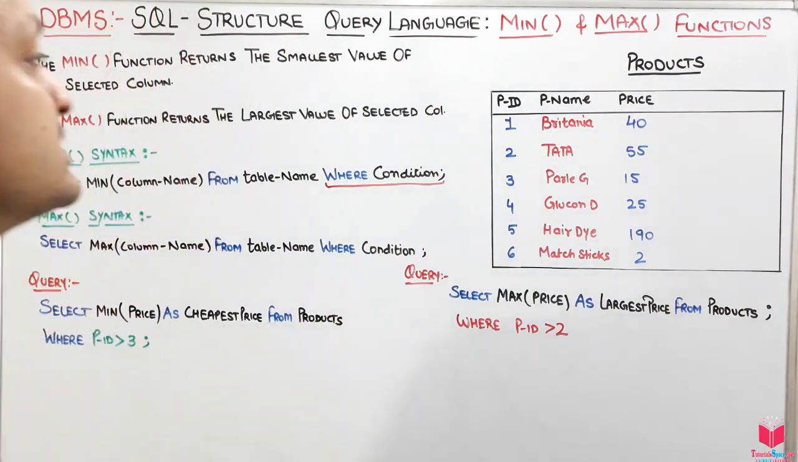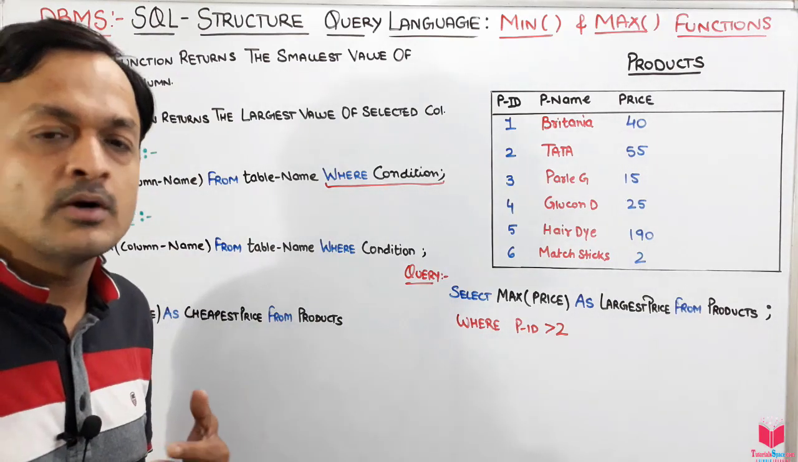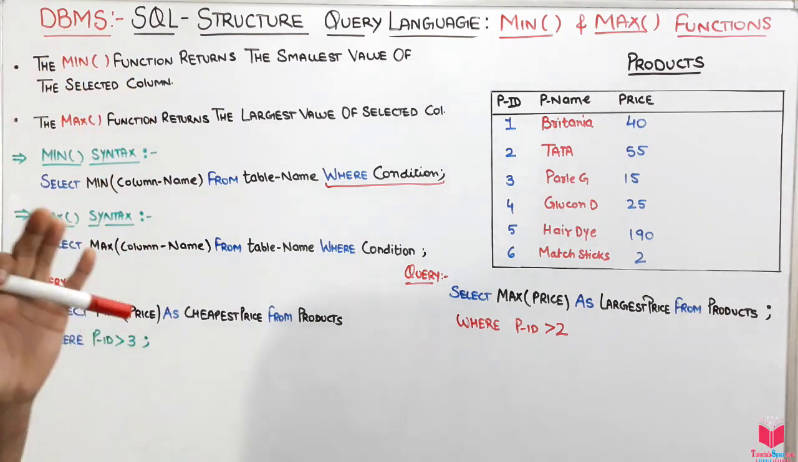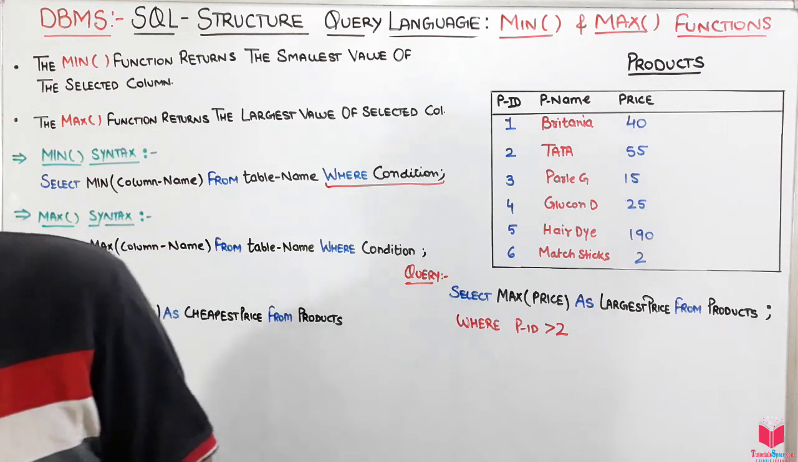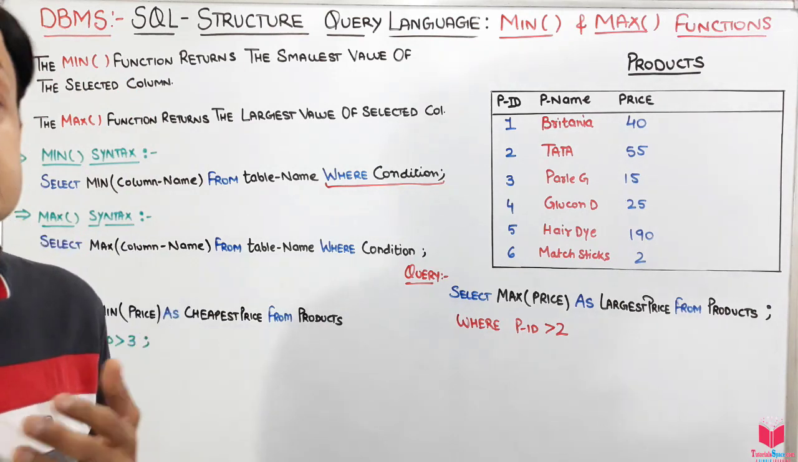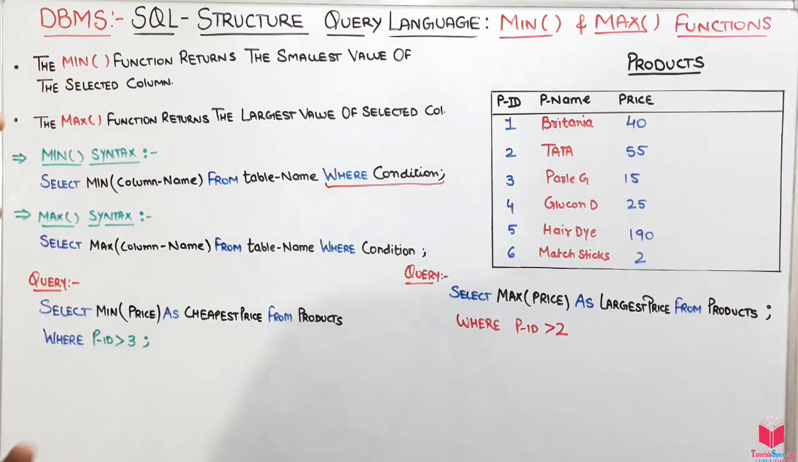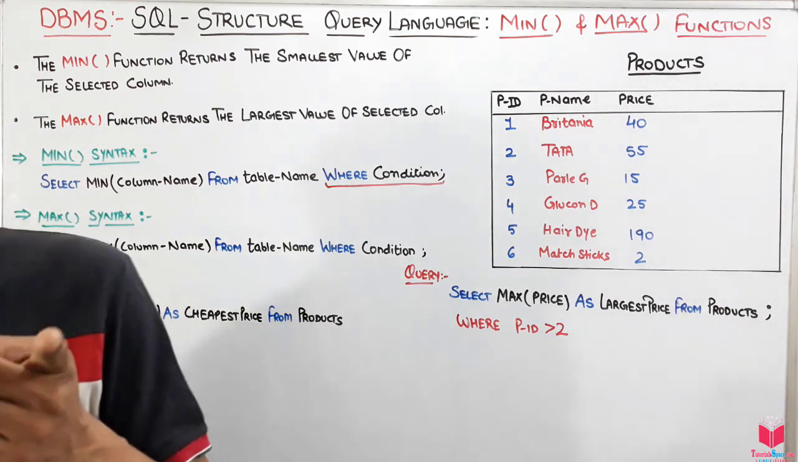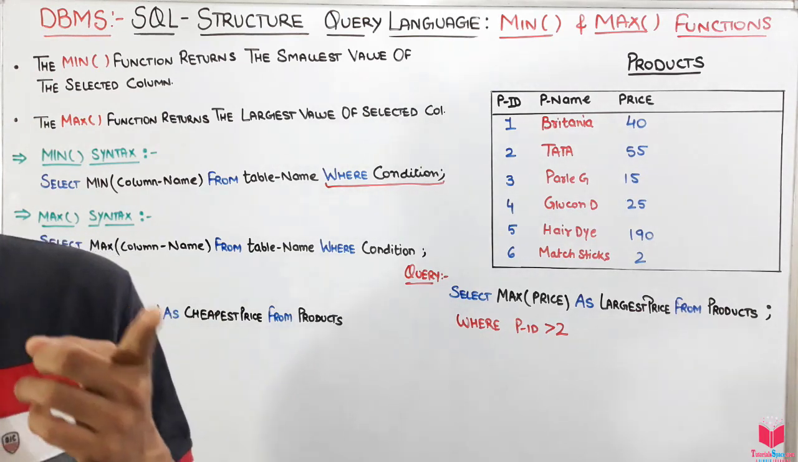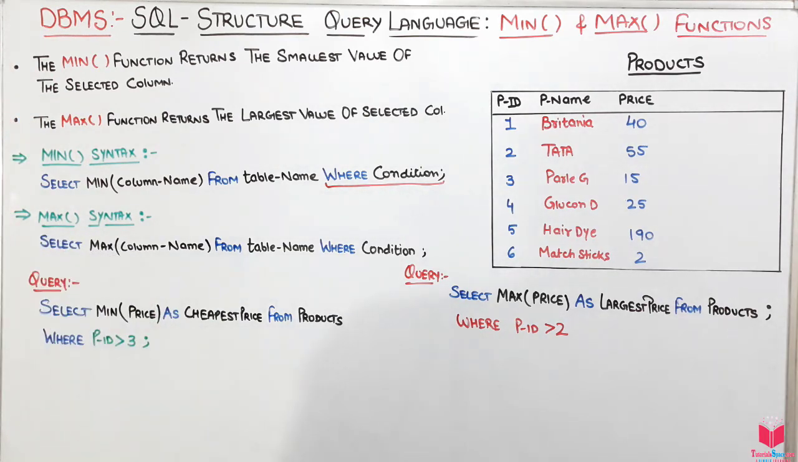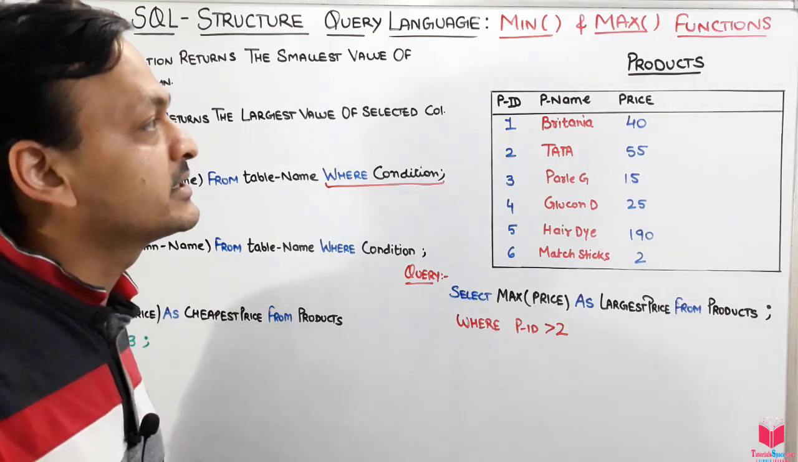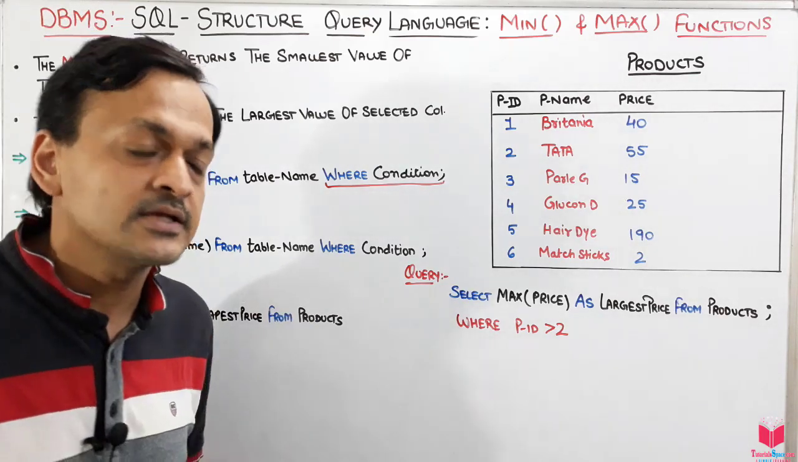So this is basically all about the min and the max function. In the next video, we will discuss count, average and sum, some more functions under this aggregate function. Step by step we will move and discuss many functions which come under the aggregate function.